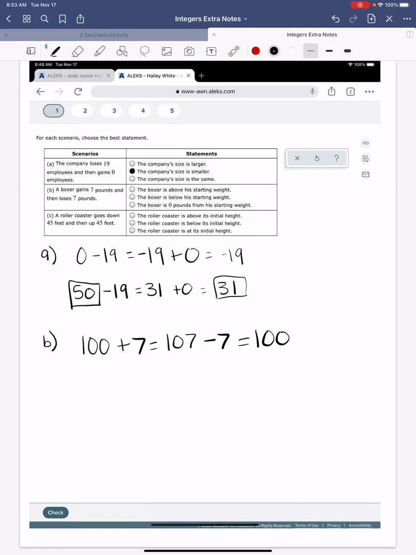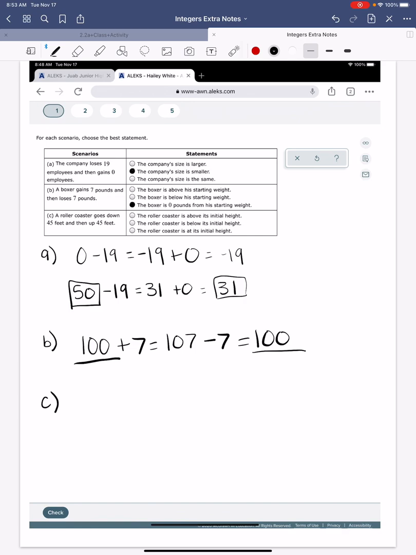It wants to know: is the boxer above his starting weight? Is the boxer below his starting weight? Is the boxer 0 pounds from his starting weight? If his starting weight was 100 and now he's at 100, his current weight is 0 pounds from where he started.